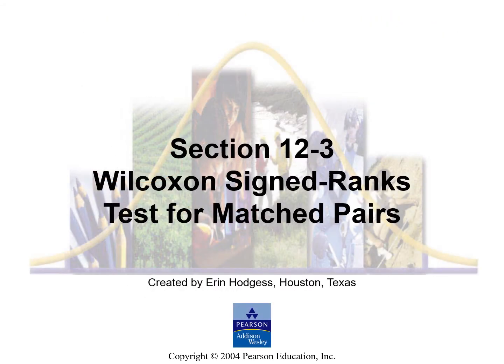Now let us see the first non-parametric test, which is called the Wilcoxon signed ranks test for matched pairs. Again, the name of the test is the Wilcoxon signed ranks test for matched pairs. Matched pairs means dependent samples, or paired samples, the same meaning.